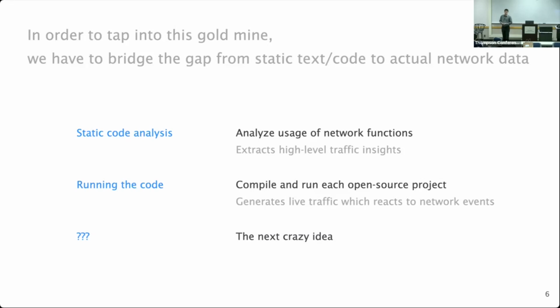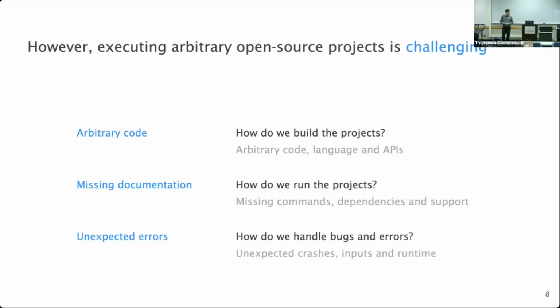In this work, though, we focus on the second aspect, and we try to run as many open source projects as possible in order to get diverse traffic traces from them. However, doing that at scale is quite challenging, as we need to run arbitrary code written in arbitrary languages. Perhaps the documentation is missing, or we don't know what the run commands are. And even if the application is run, we might not have all the input parameters, or there might be other problems or crashes. So does that mean we cannot tap into this gold mine of network data?